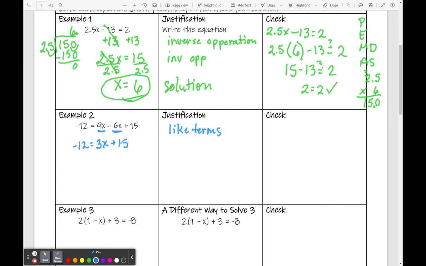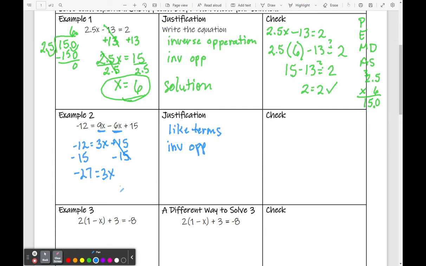All right, so now I'm looking a little bit more like what I started with in example 2. I need to isolate my variable. I'm going to do that by inverse operations. What I see is adding, so I'm going to subtract that constant of 15. 15 minus 15 is 0, so on the right-hand side, I'm left with 3x. Negative 12 minus 15 is negative 27.